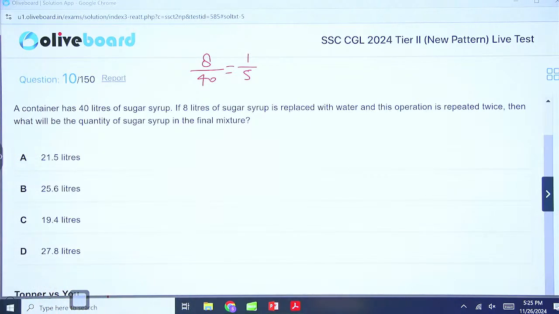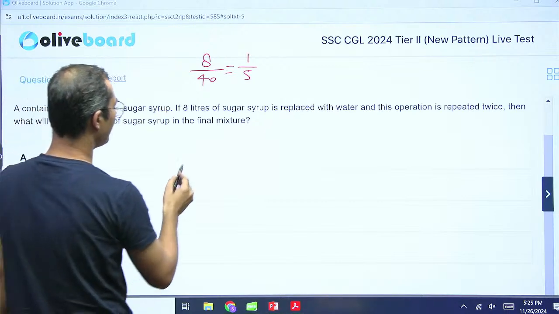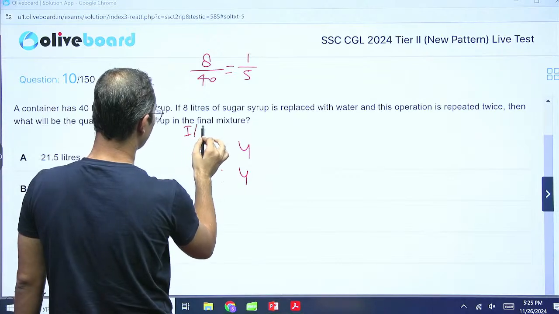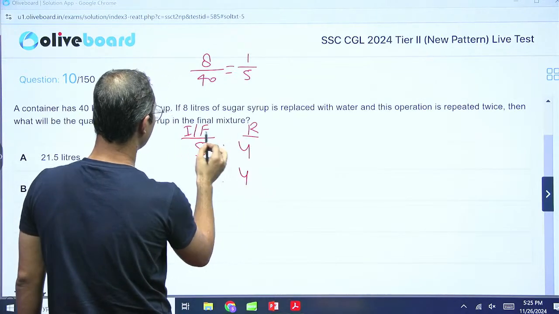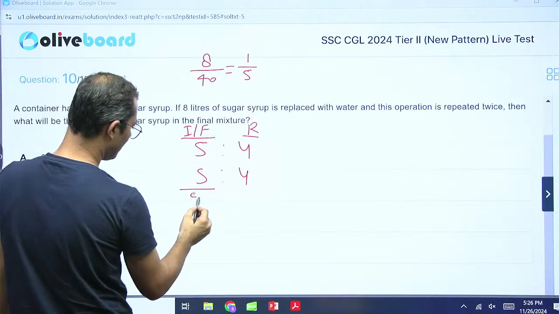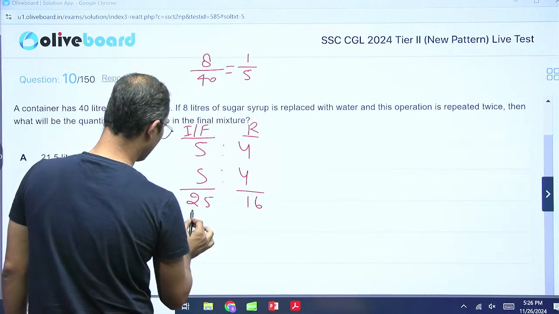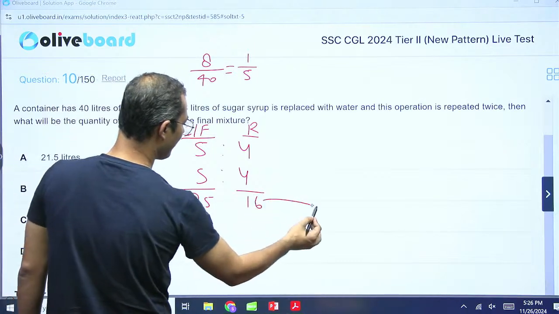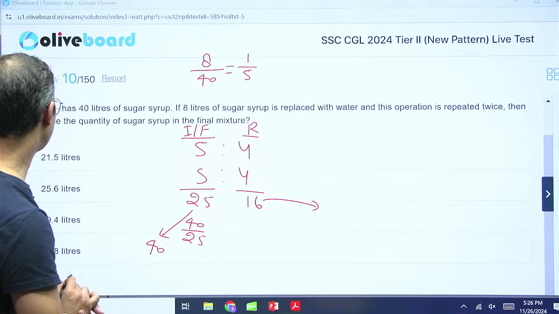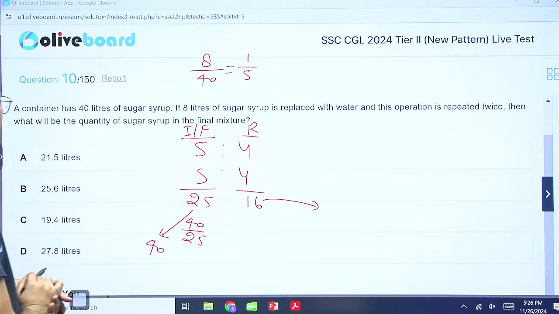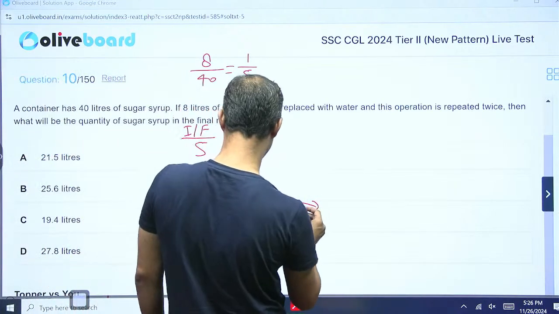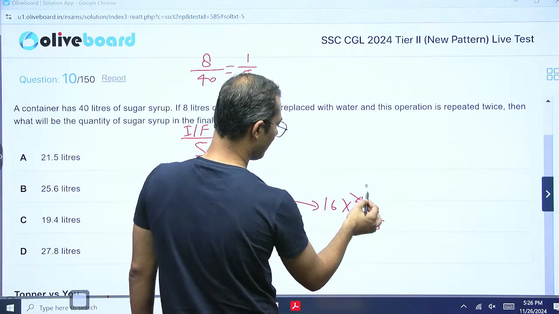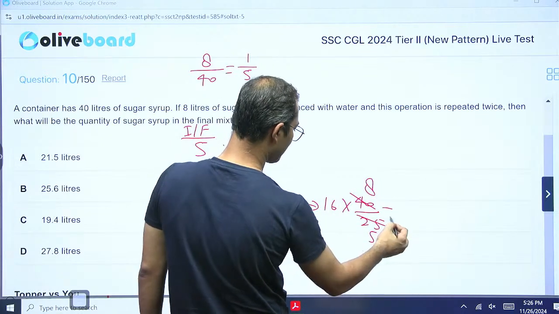Then what will be the quantity of syrup in the final mixture? So we can say that 5 is to 4 and 5 is to 4, right? So this is the initial and this is the remaining quantity. So now 25 to 16, right? So 25 is equal to 40, so 1 is equal to 40 divided by 25. Then what will be the quantity of syrup? So 16 units, so 16 into 40 divided by 25. Just solve this, 8 times 5 by 5, right?